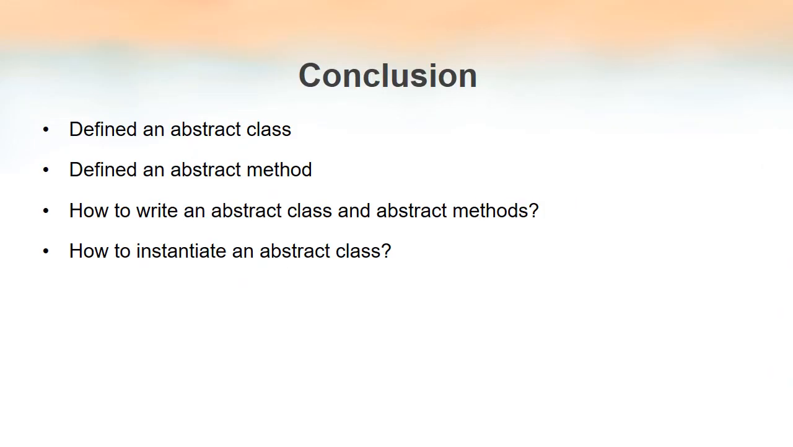We shall conclude now. So we defined an abstract class, then we defined what's an abstract method, and we differentiated between abstract methods and non-abstract methods. Then how to write an abstract class by using the abstract keyword, and how we can inherit an abstract class, and what are the points that we have to remember when we use an abstract class. That's all in this video lecture.